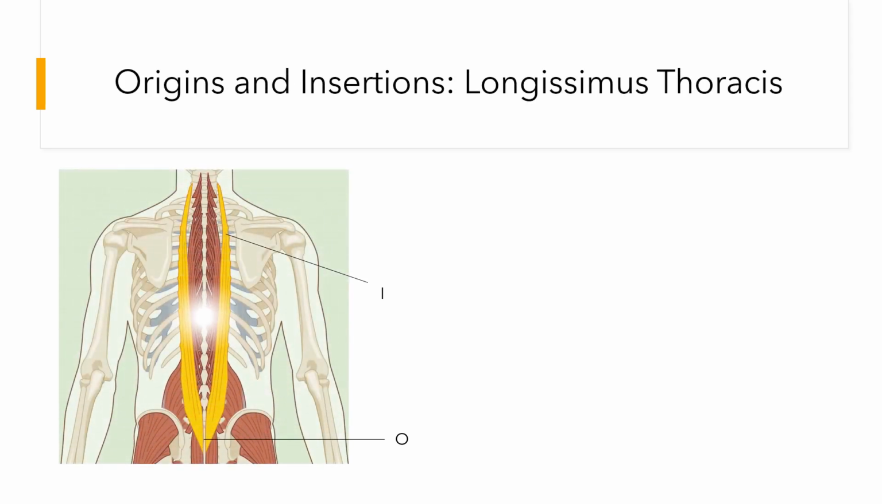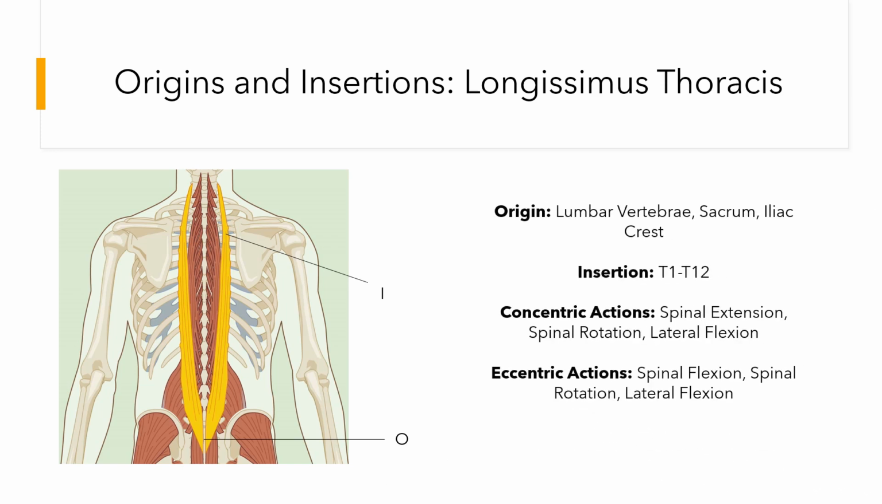Okay, we're going to look at the longissimus group now. So the longissimus thoracis translates as the long muscle along the thoracic. So it originates in the lumbar vertebrae, the sacrum and the iliac crest, and inserts into thoracic 1 and thoracic 2, thoracic 12. Concentrically, it will give you spinal extension, rotation, lateral flexion, as all the other erector spinae muscles. So eccentrically, it's going to give you flexion, spinal rotation the other way, and lateral flexion the other way too.